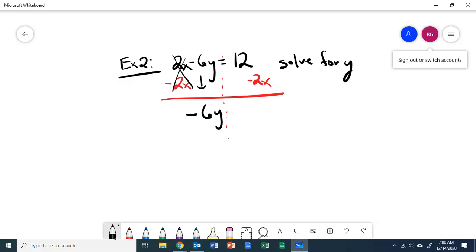Okay, and that's going to be equal to 12 minus 2x. Well, we can't combine those, so it's 12 minus 2x. They just stay separate. Now we have to figure out how to get rid of that minus 6 that's attached to that y, because it's negative 6 times y.